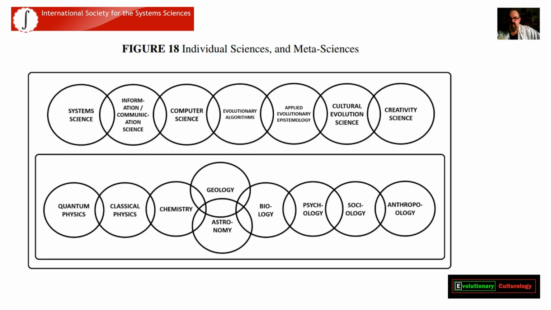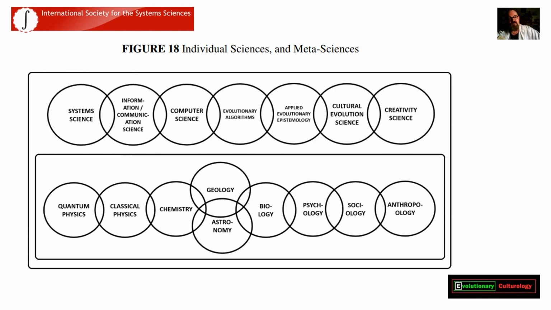So there you go. Figure 18, so now we've moved up from the individual sciences down the bottom, physics, chemistry, geology, biology, etc., up to meta sciences, because these ones on the top row all apply individually to the ones on the bottom row. You can do systems science in all those domains: quantum physics, classical physics, chemistry, looking at molecules as systems, geology, look at tectonic plates or ecosystems as systems, astronomy, look at solar systems, galaxies as systems, biology, look at an organism and its parts as systems, psychology, look at the systems of your decision theory in your brain, behavior of an organism, etc.